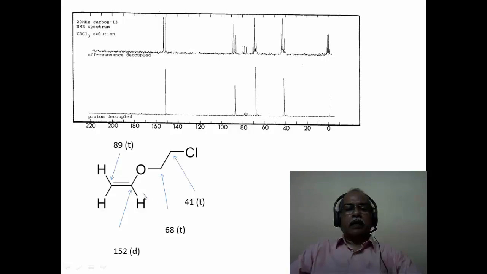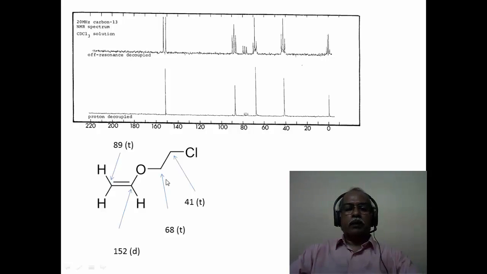This other vinylic carbon, which is alpha to the oxygen, because oxygen is directly attached to it, should come at a higher delta value. It comes at 152. You can see the difference in the delta value between the two olefinic carbons. One carbon being highly electron rich is highly shielded, it's 89. The other one being directly attached to oxygen, which is an electronegative element, comes around 152. It's a very characteristic feature of this kind of highly polarized double bond, where the polarization comes because of the lone pair of the oxygen being delocalized onto the double bonded carbon.